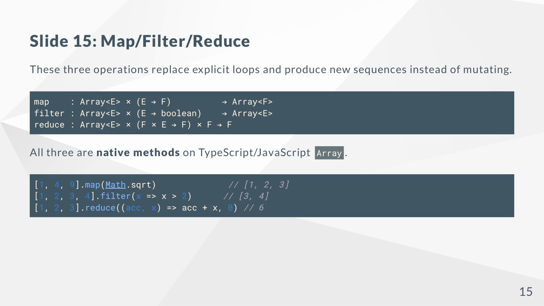Map, filter, and reduce are three operations that replace explicit loops and produce new sequences instead of mutating. Map takes an array and a function and applies the function to every element, returning a new array of results. Filter takes an array and a predicate and keeps only the elements where the predicate is true. Reduce takes an array, a combining function, and an initial value and collapses the entire array into a single value. All three are native methods on TypeScript and JavaScript arrays.